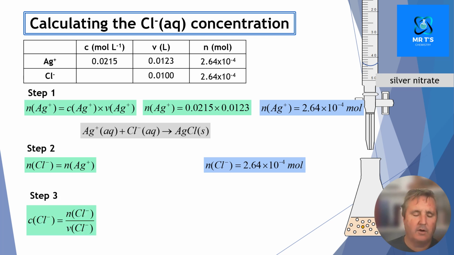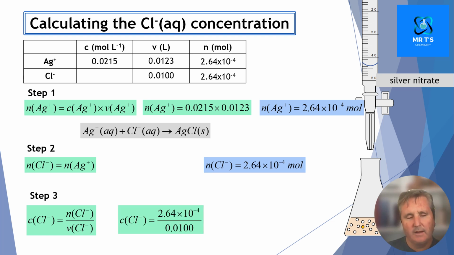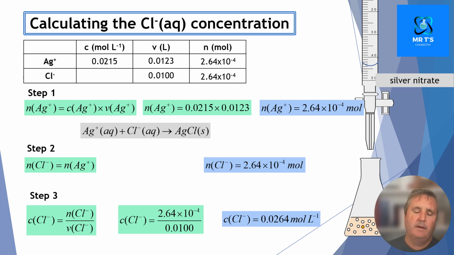So now I can work out for step 3, the concentration of the chloride ions equals the moles of the chloride ions divided by the volume of chloride ions. Substitute in my values and then solve. And here I've got the concentration of chloride ions equals 0.0264 moles per litre. This is in moles per litre. If you want to go on and calculate its concentration in grams per litre, you're going to have to multiply the chloride ion concentration by the molar mass. And that's how we work out the chloride concentration of an unknown water sample.